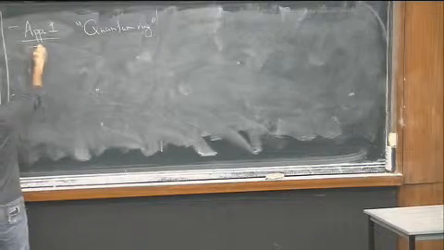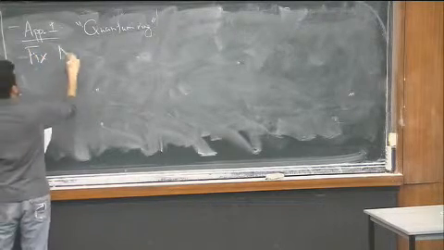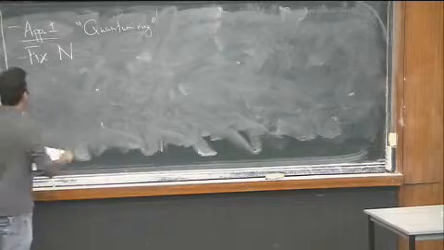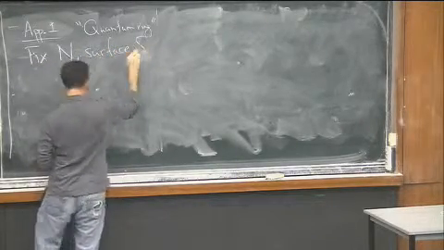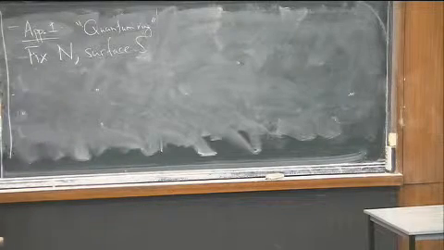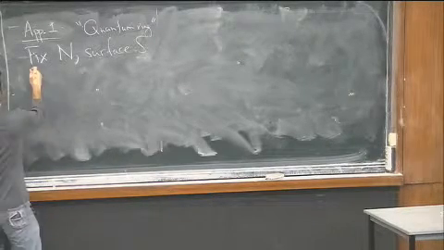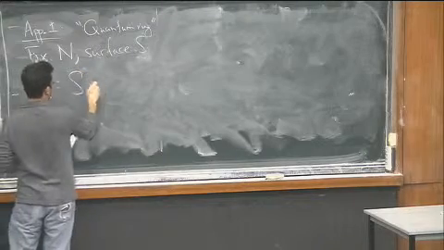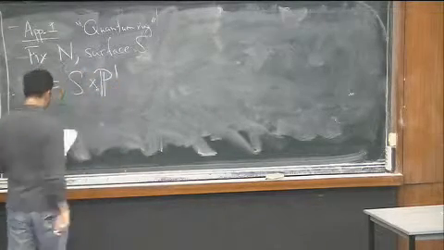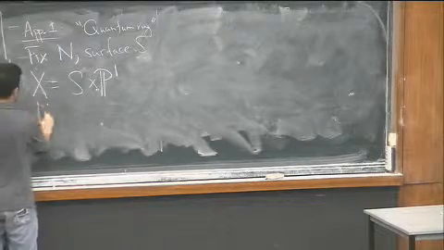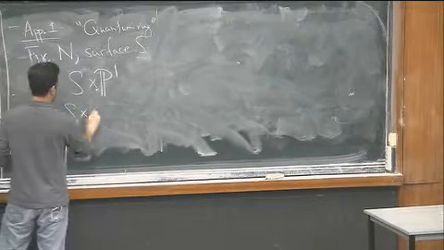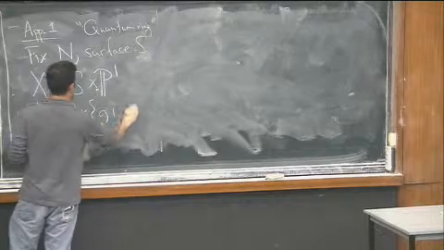So I'm going to fix some number n. I fix a smooth surface S. And I want to look at the threefold that is just S cross P1. And my relative divisor is going to be 3 fibers of this.